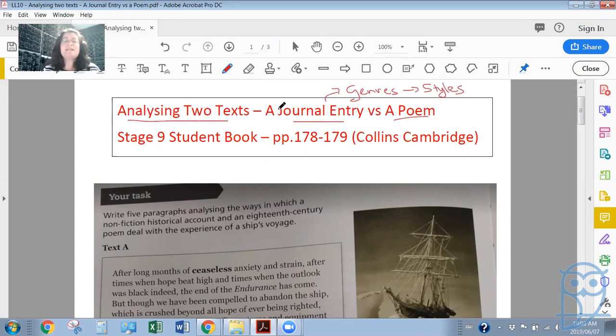And these two texts you can find in your Stage 9 student book, your Collins Cambridge student book, on around pages 178 to 179. So if you want to annotate, make notes next to the text, next to the poem that we're going to go through as we're going through the live lesson, feel free to grab your student books and do that. So that would be pages 178 to 179. And then whilst I'm here, I'm just going to open up the chat box so I can see your lovely comments as we go on through the lesson.